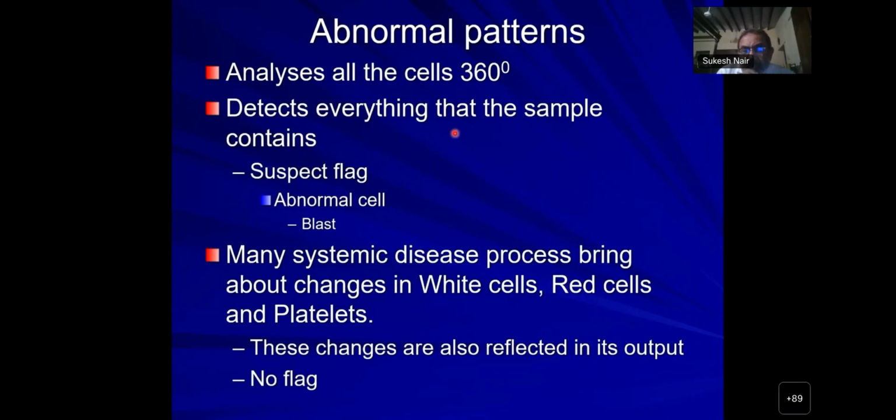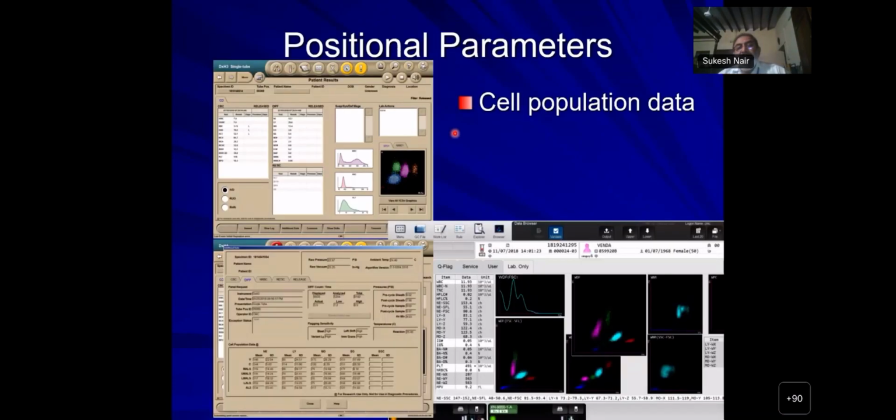But we know that many systemic disease processes bring about changes in white cells, red cells, and platelets. These changes are also reflected in this output, but they don't have a flag because they are within the gated population of these cells. So we have to see what else can give additional information. We know that existing data like MCV and RDW are derived from the red cell histogram. Basically, they tell you about the size of the red cell as well as the distribution of the red cell.